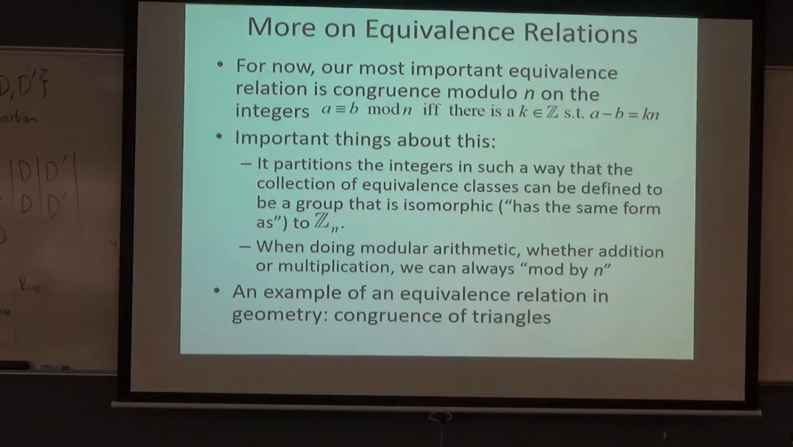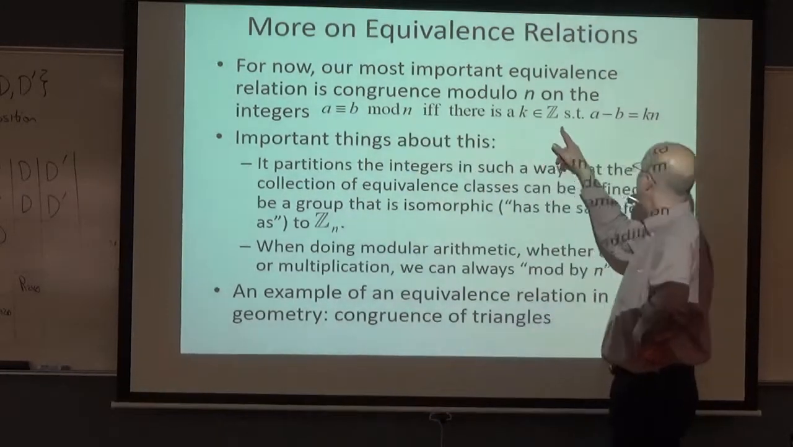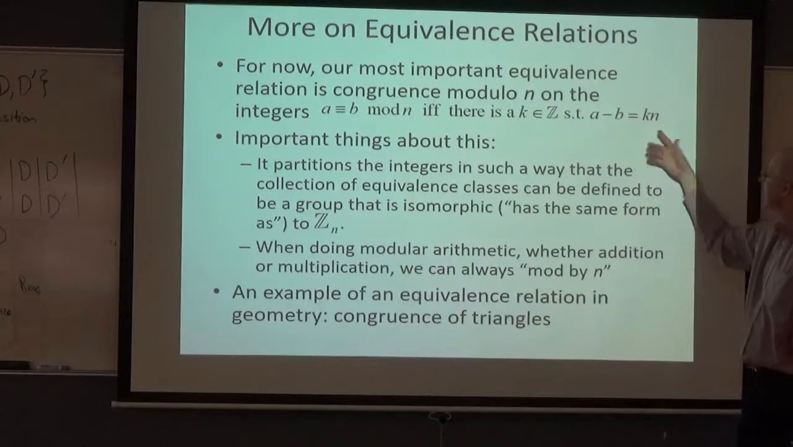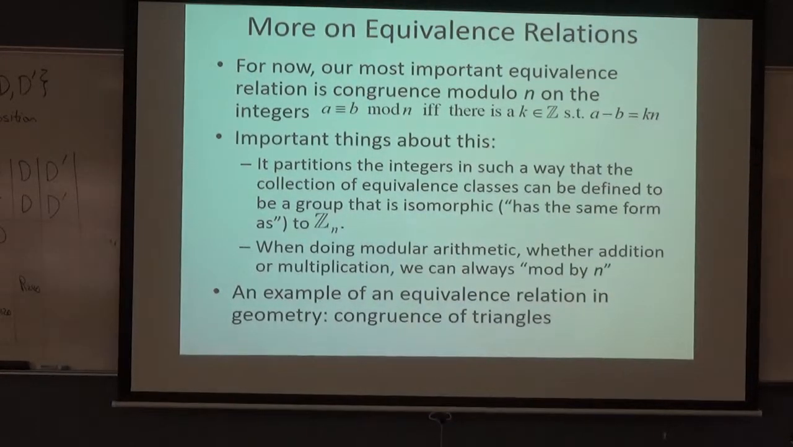This is a review about equivalence relations. Just emphasizing, first of all, that our most important equivalence relation so far is congruence modulo n. Why not just call it equivalence modulo n? Well, it's historical. They used to just call it congruence. A is congruent to B mod n if and only if there is an integer k so that this is true. N divides A minus B, in other words. N would also divide B minus A. The symmetric property holds.